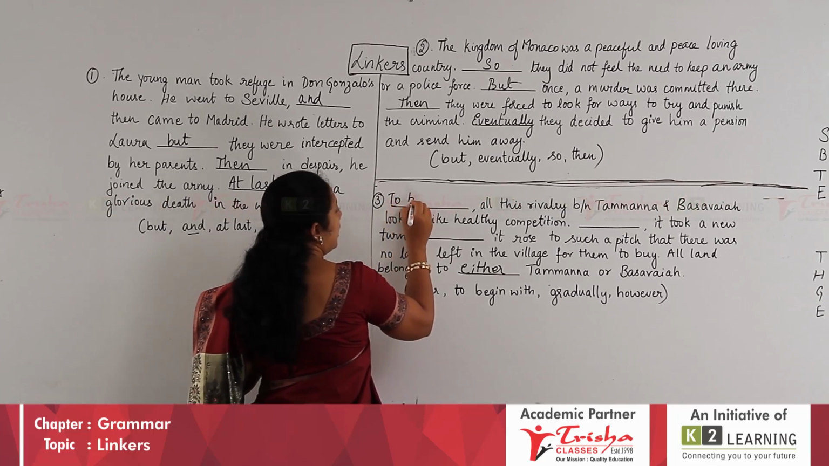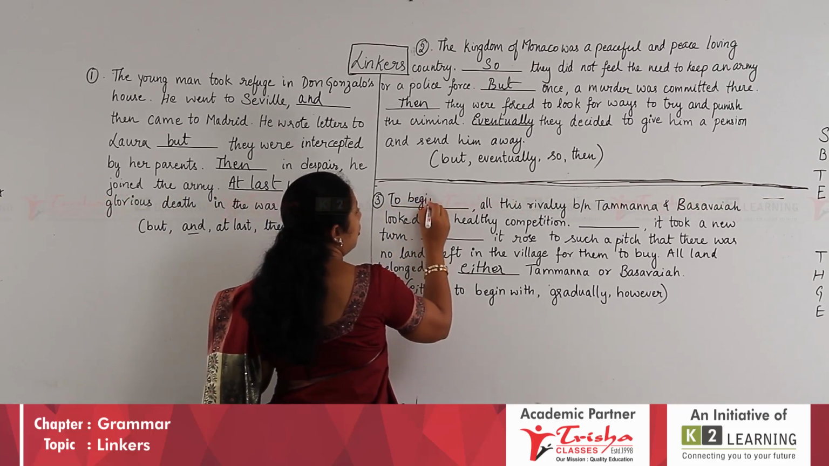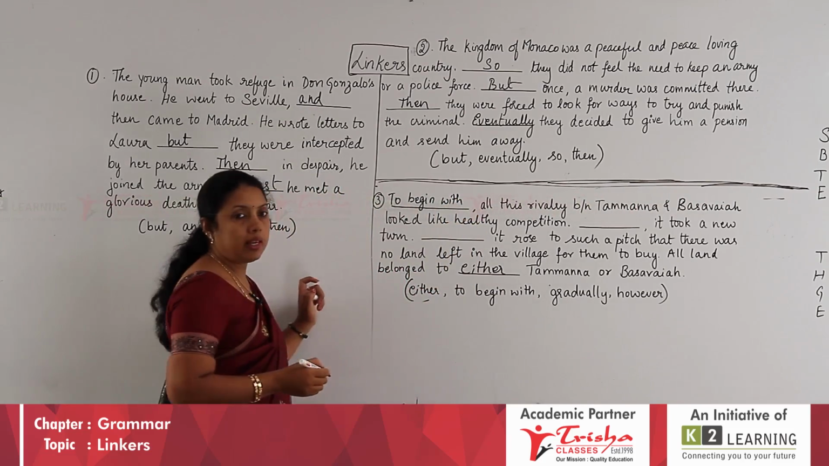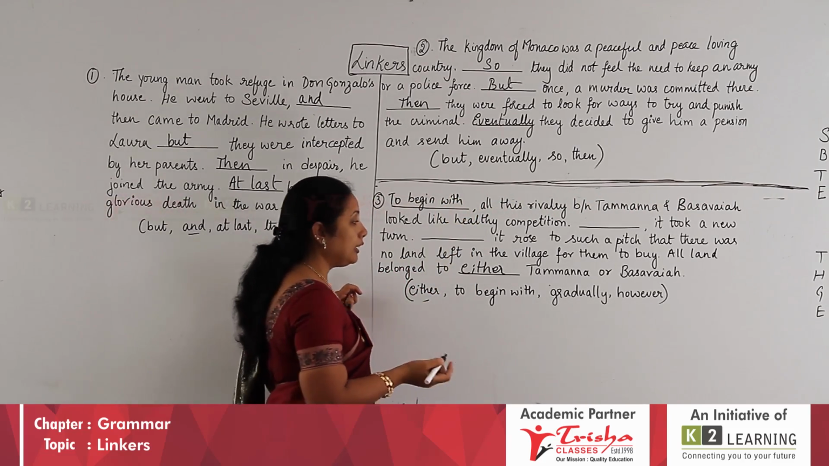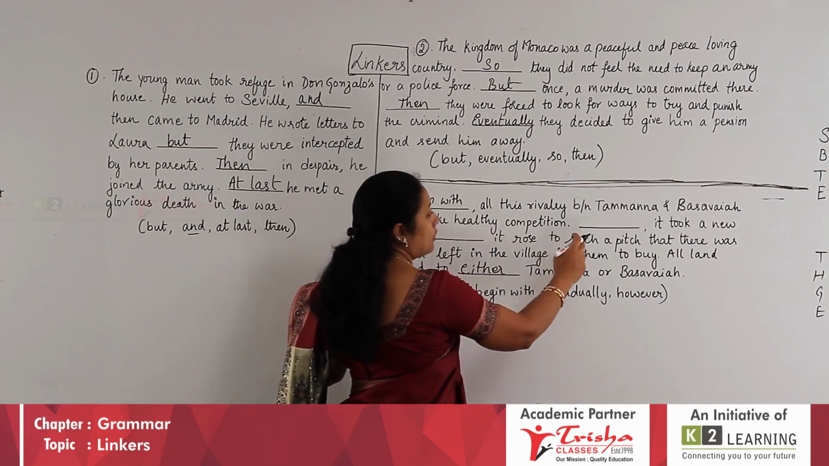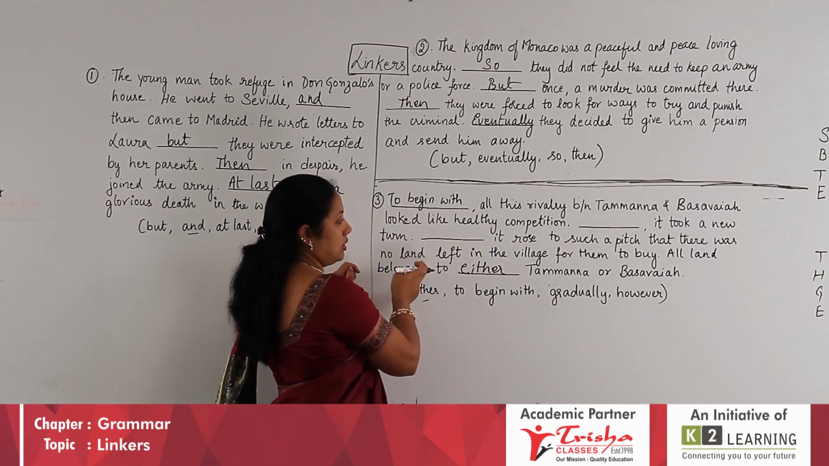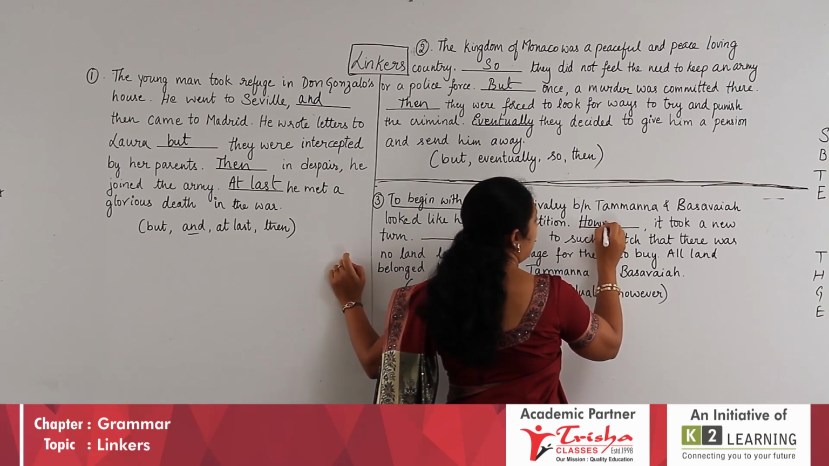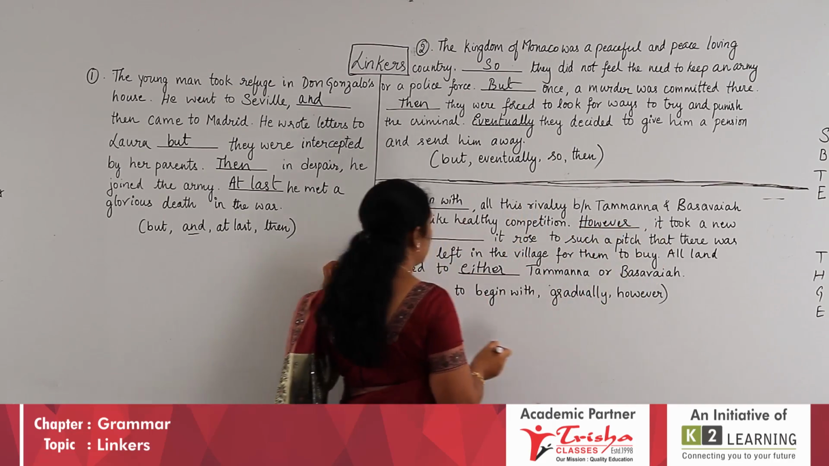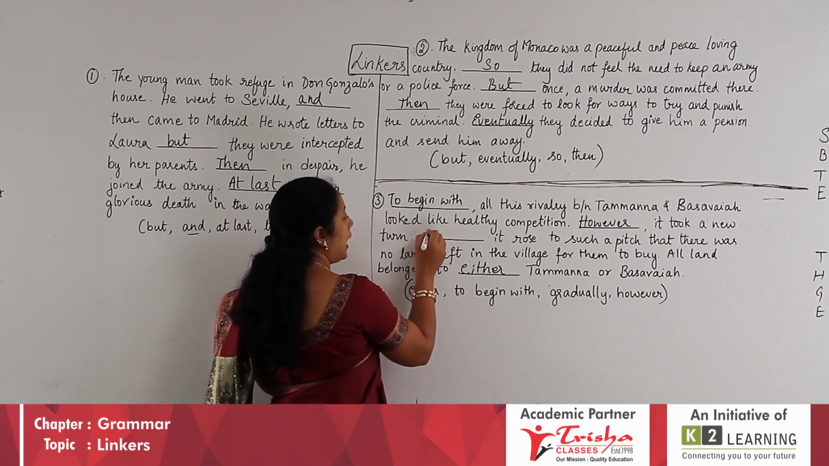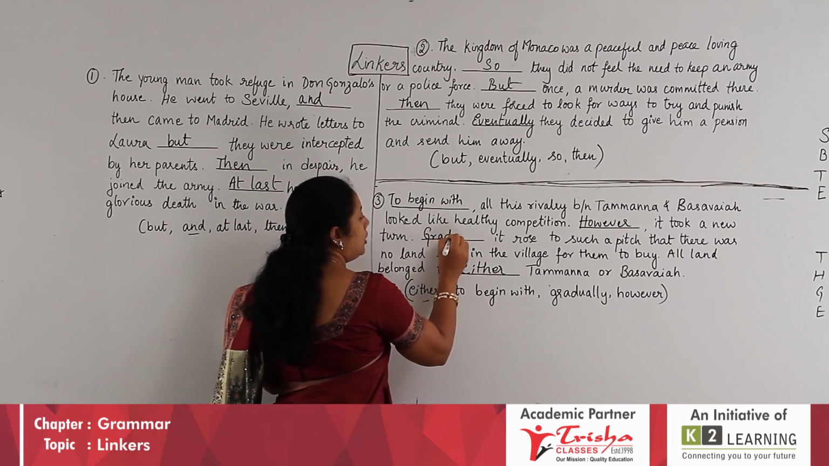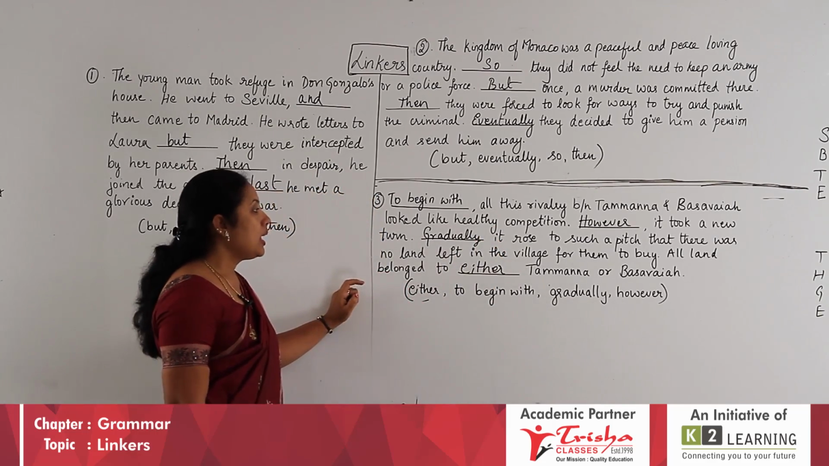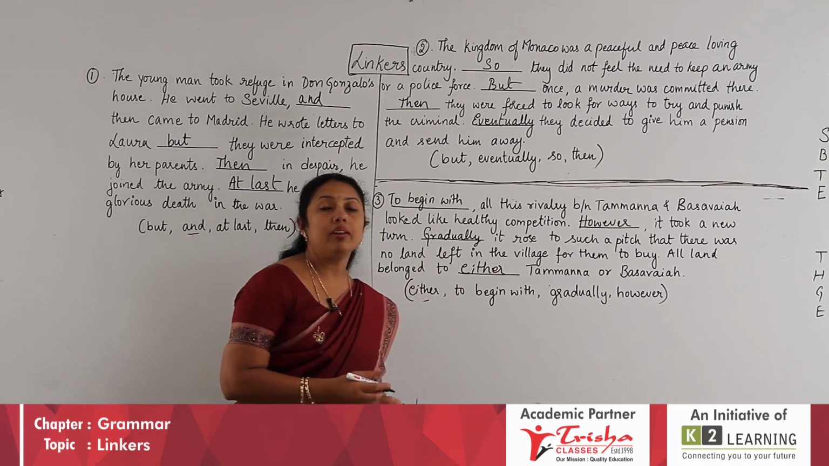To begin with, all the rivalry between Tamanna and Baswaya looked like healthy competition. Then, however, it took a new turn. So that could be a better one. However, it took a new turn, and finally you are left with gradually, and you will fill it in and write it as: gradually it rose to such a pitch that there was no land left in the village at all.